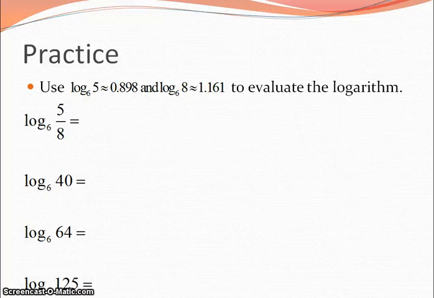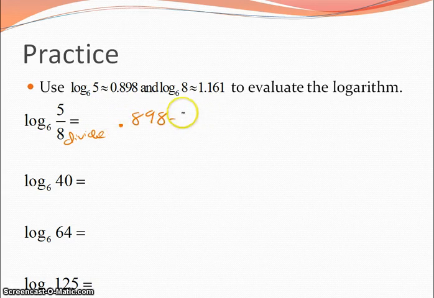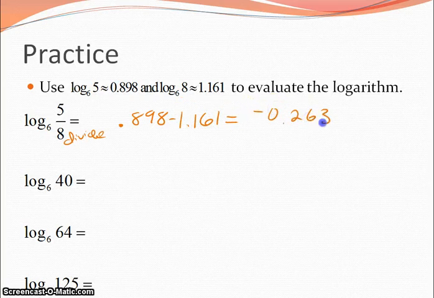So, using this information, we can be given information such as log base 6 of 5 is approximately 0.898, and log base 6 of 8 is approximately 1.161 to evaluate the logarithms. Sometimes they'll be obvious, like here we see we are clearly dividing. So, as we talked about in the previous slide, if we're dividing, we're going to take our numerator value, subtract our denominator value, and when we do that, we get a value of negative 0.263, and we have our answer, and that's it.